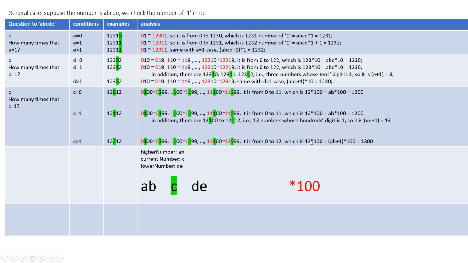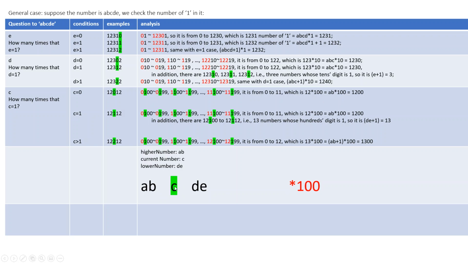And now it's actually 13. It's 13 times 10, 100. It's actually 1,300 now. So we know we should always times 100 now, and when we count about C, it depends on AB and D actually. When C is 0, it only depends on AB. It's AB times 100.